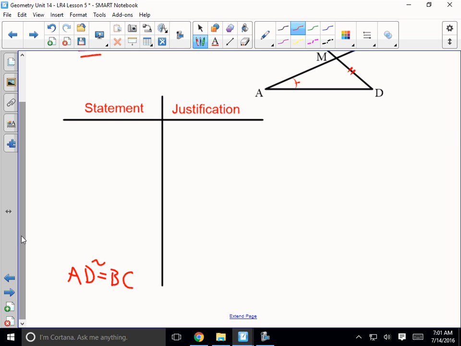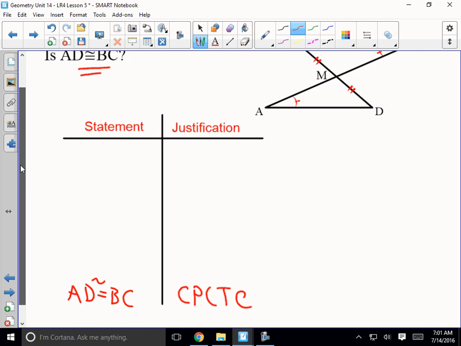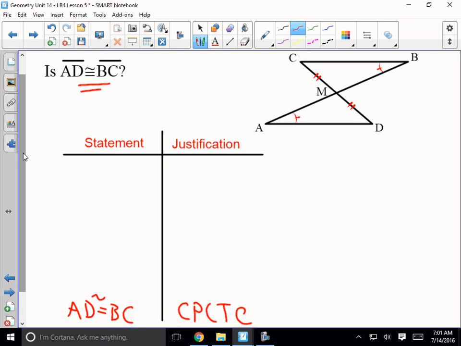And the reason, if we can get there, is going to be CPCTC. Congruent parts of congruent triangles are congruent. Okay, so I have that filled in. Now, we always start off with the same thing. What are the pieces that were given in the diagram?